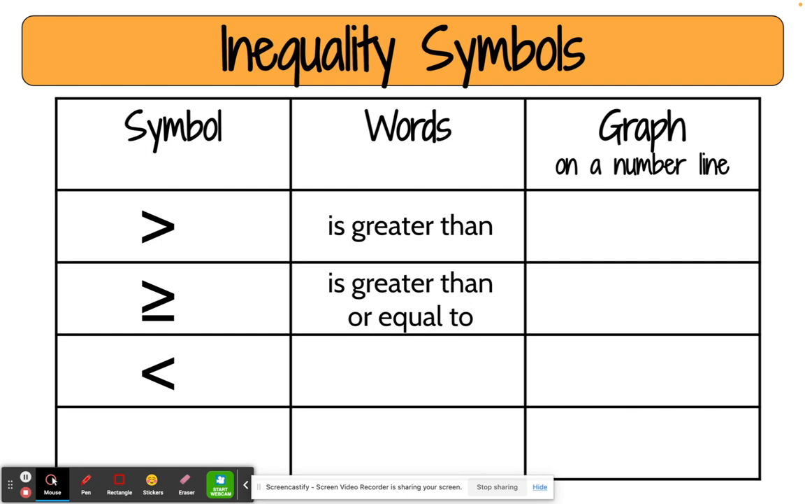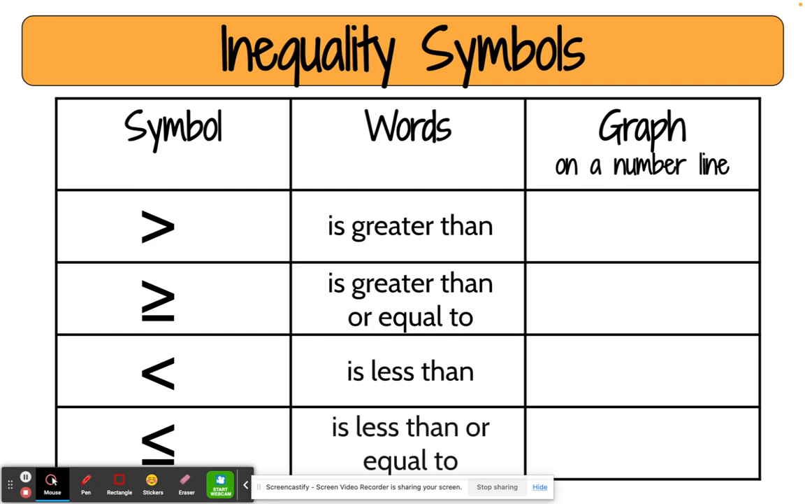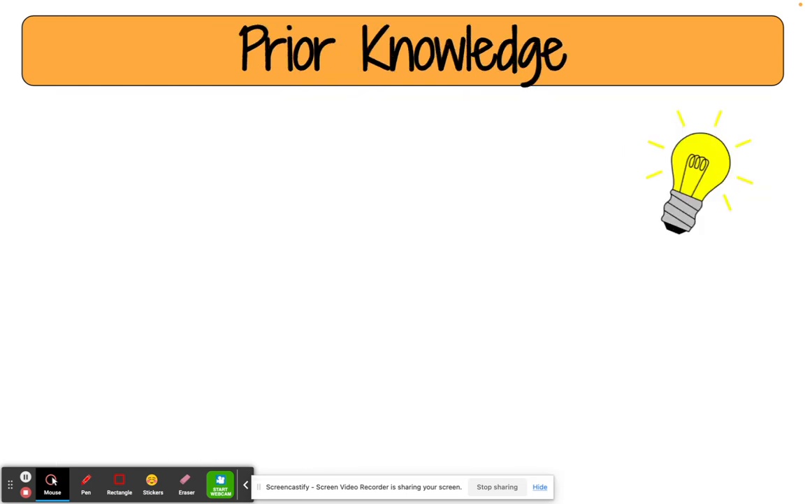Pointing to the left is "is less than." Sorry, I'm losing my voice. And with the line under it, it is "is less than or equal to." Now, I'm not filling in that graph part yet. We're going to investigate that a little bit.